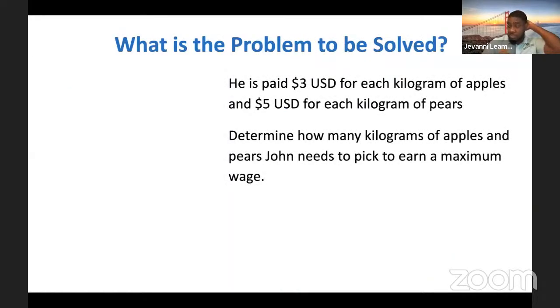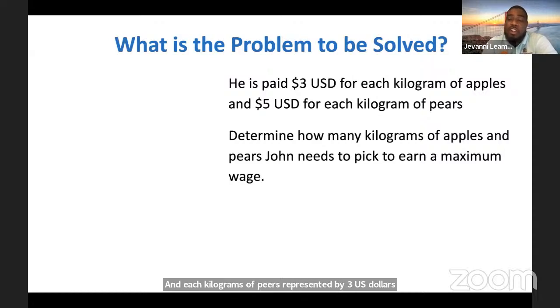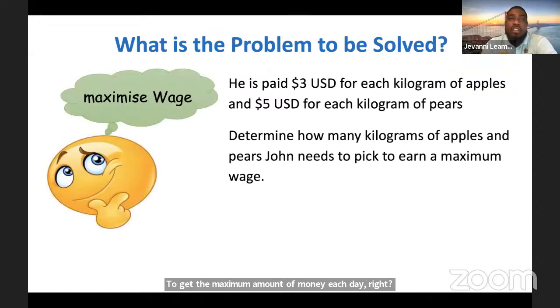Remember, he would be paid this amount of US dollars to pick each kilogram of apples and each kilogram of pears, represented by $3 and $5 respectively. So in order to determine how many kilograms of apples and pears John needs to pick to earn a maximum wage, remember he's working overseas on a farm. So you want to see how much I actually need to pick to get the maximum amount of money each day. All right, good, Maria and company. So that's the maximum wage.